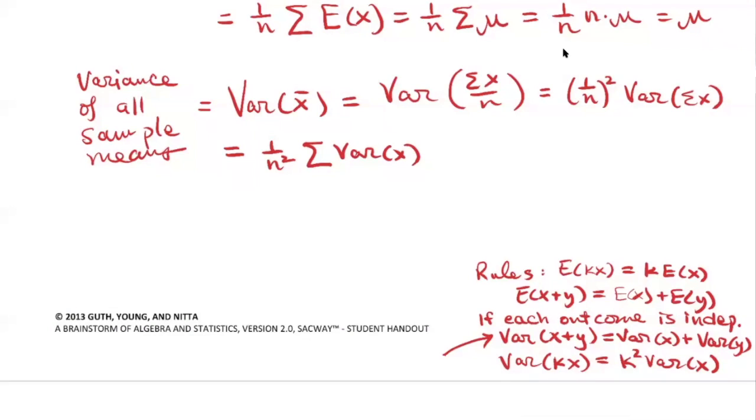Okay. The variance of the variable is the square of the standard deviation. So that's 1 over n squared times the sum of sigma squared. That's just what variance is, the square of the standard deviation. And if you add the variance to itself n times, that's just n times the variance. So this is 1 over n squared times n times the variance. And of course, that simplifies as just sigma squared over n.